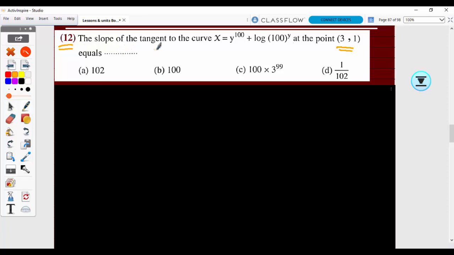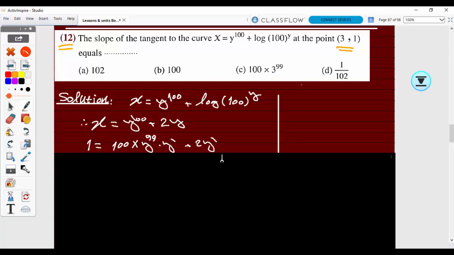The slope of the tangent to the curve x equals y power 100 plus log 100 power y at the point (3, 1) equals 102, 100 multiplied by 3 power 99, 1 over 102. So the required here is to find the slope of the tangent.